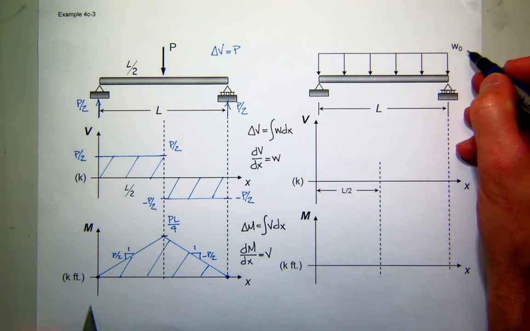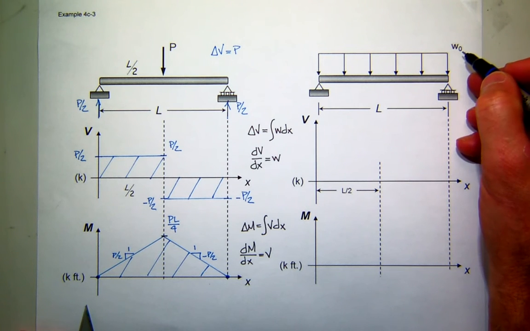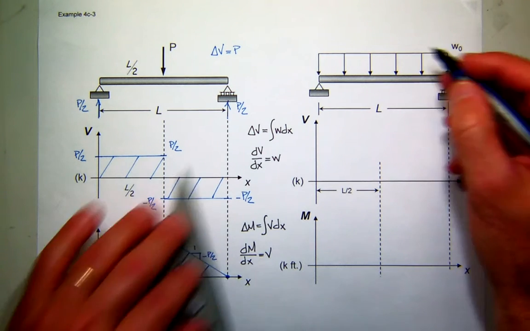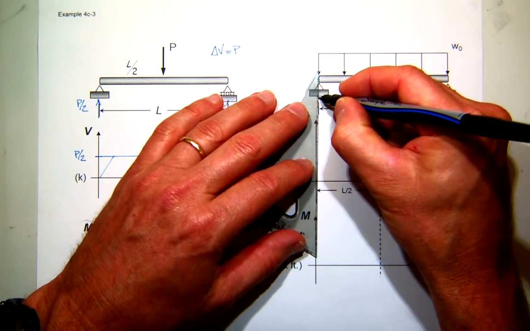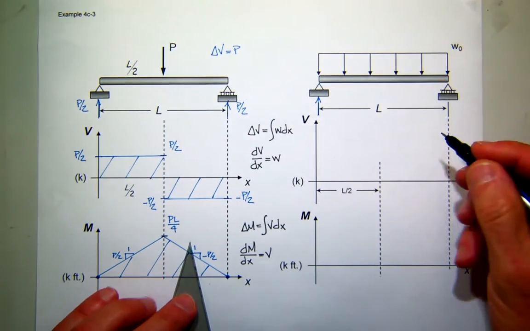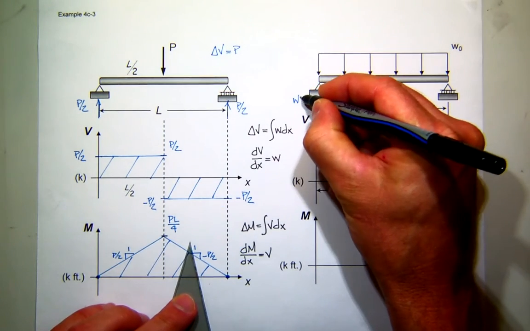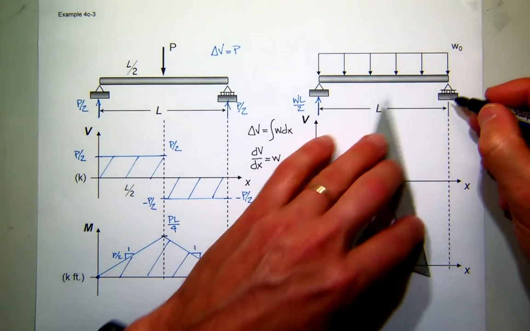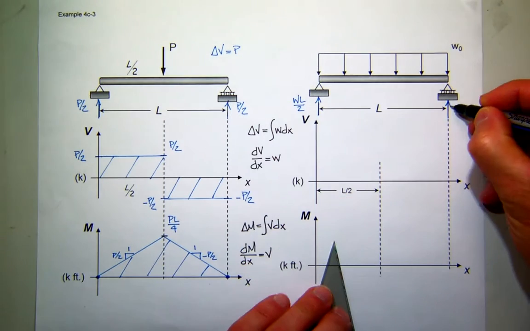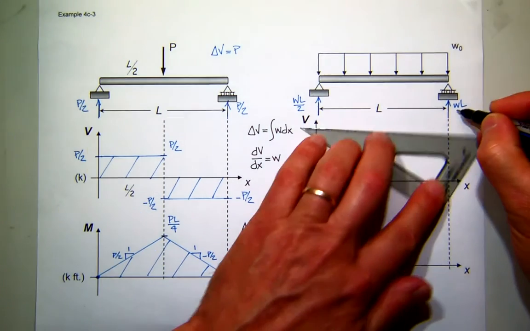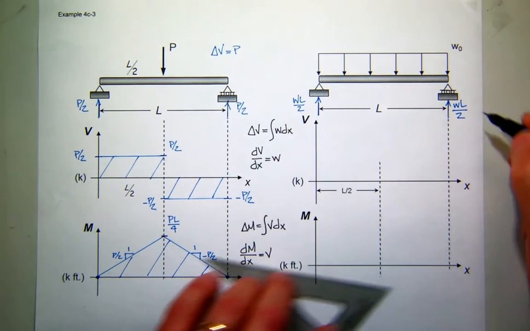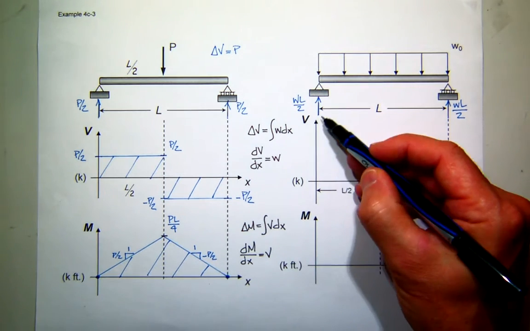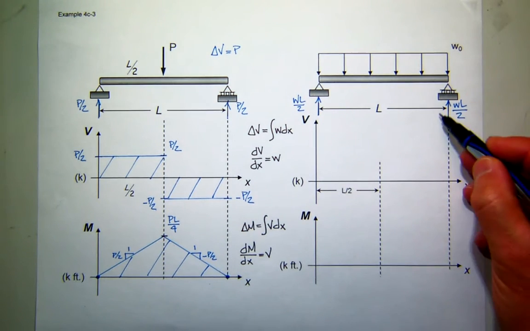So this one has an intensity of W. Remember, that's force per length. So again, if you look at the reactions, what you should get here is WL over 2 for the shear on the left side, and WL over 2 for the shear on the right side. This is positive shear force. This is negative shear.